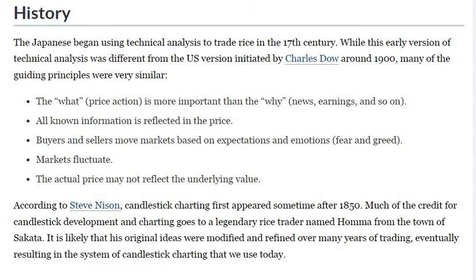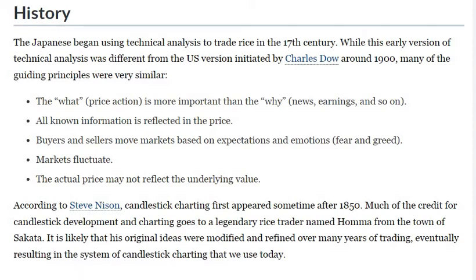The Japanese began using technical analysis to trade rice in the 17th century. While this early version of technical analysis was completely different from the US version initiated by Mr. Charles Dow around 1900, many of the guiding principles are very similar to the Japanese method.